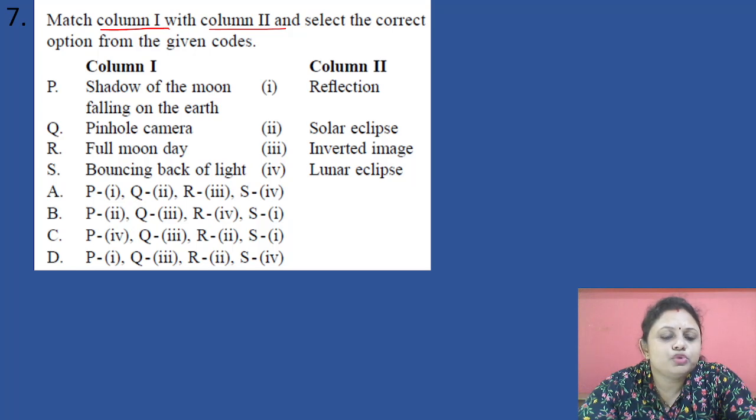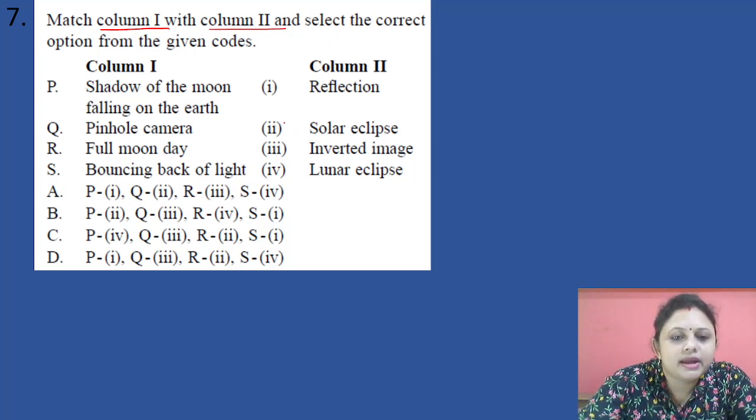B, P2, Q3, R4, S1. C, P4, Q3, R2, S1. D, P1, Q3, R2, S4. Okay. So the shadow of the moon falling on the earth, it would be a solar eclipse. So we can write here 2.